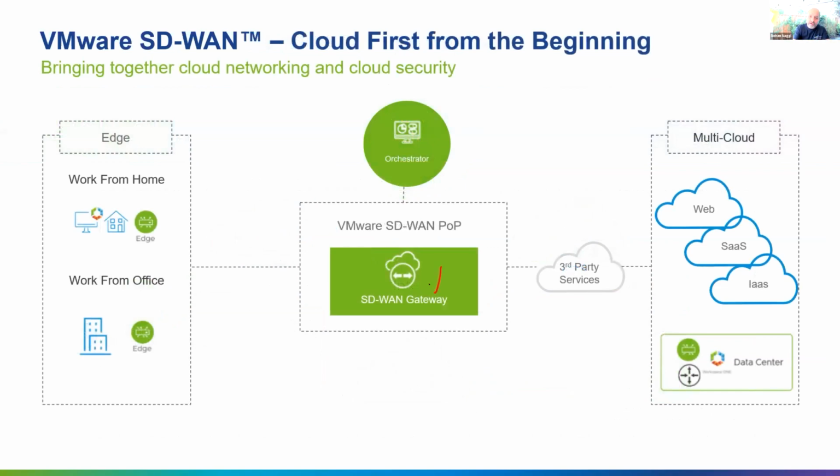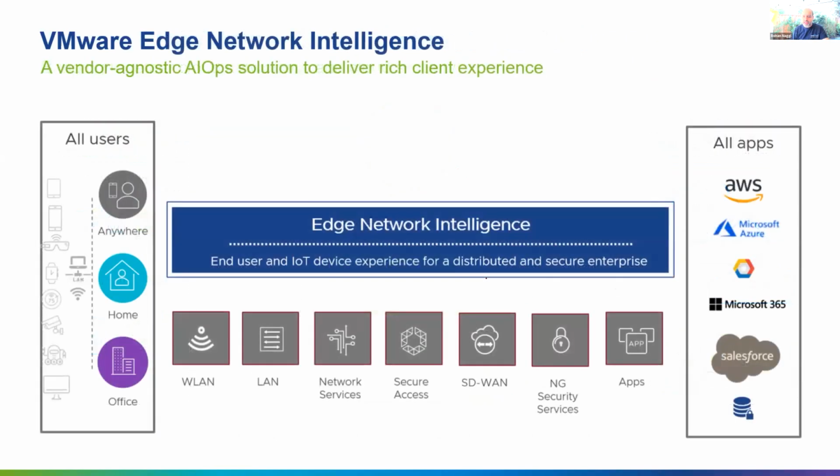The SD-WAN POP includes the SD-WAN gateway, but now with the SASE offering, these SD-WAN gateways have other security services, which we talked about, like secure access, cloud web security, firewall as a service, all those things. And then the last piece is ENI, where that artificial intelligence, machine learning comes to play, which provides you with actionable intelligence to ensure that the end user and these IoT devices, which are part of your enterprise network, you have the visibility into that.